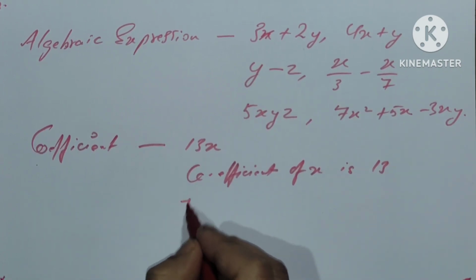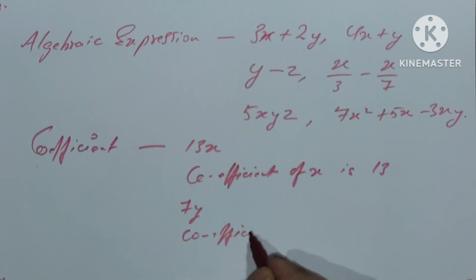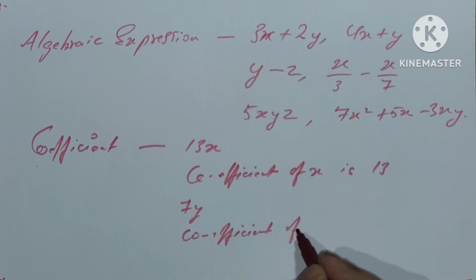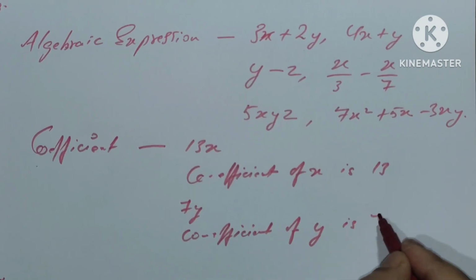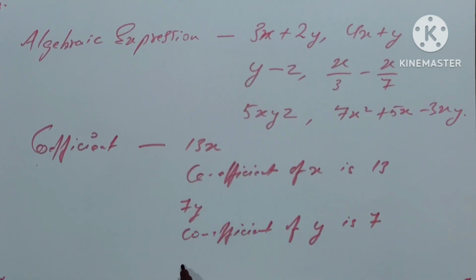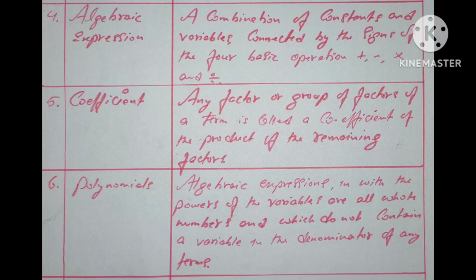Let's see another example of 7y. Here in 7y, the coefficient of y is 7. Now, my dear friends, comment me the answer: what is the coefficient of 15ab? Without wasting our time, now let's move to our next term, that is polynomials.